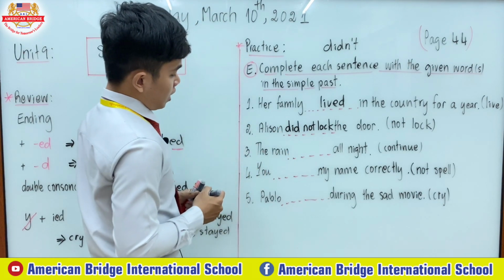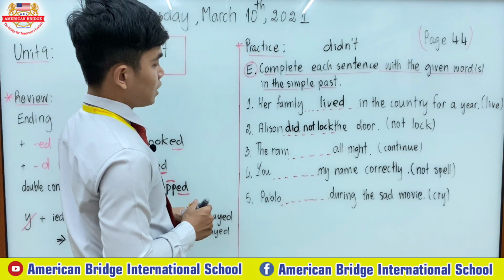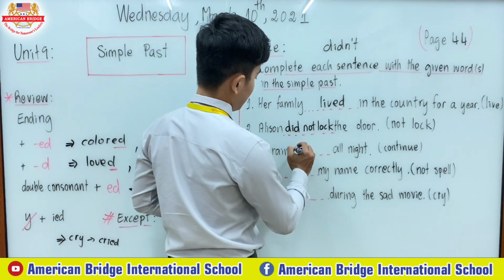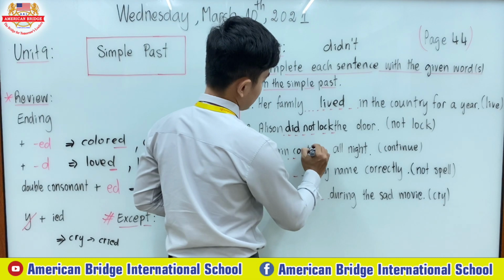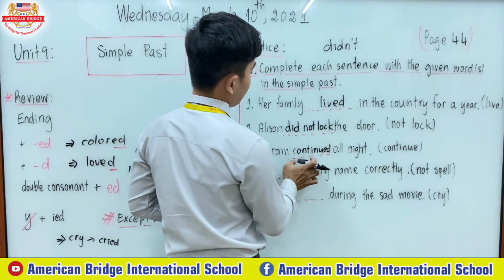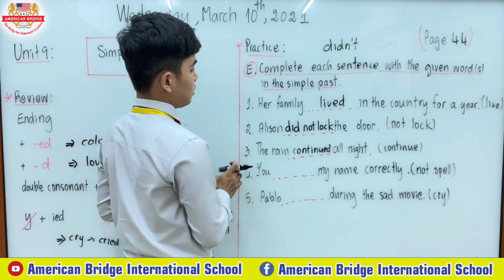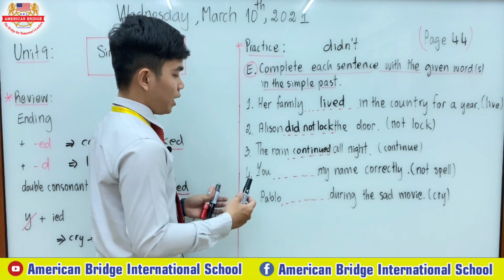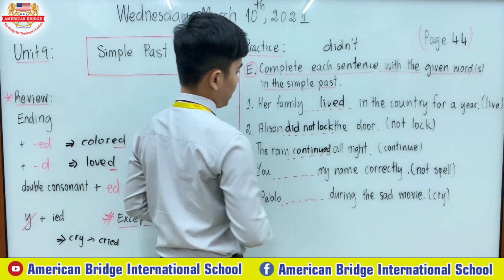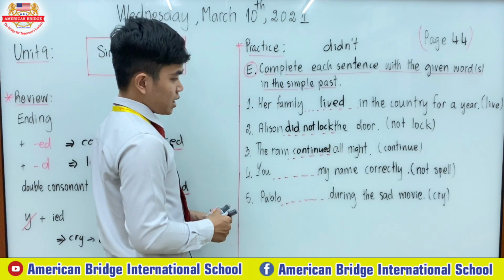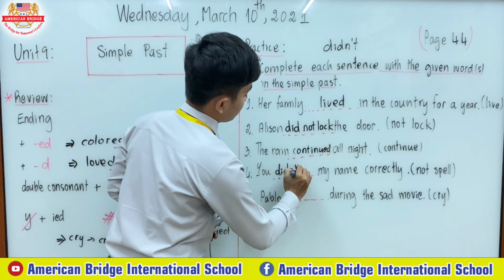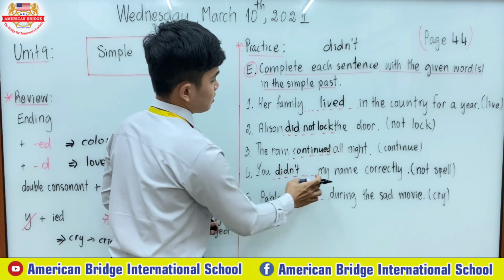Sentence number 3: the rain all night, continue. We have the word continue. For continue, you just add only d. So the rain continued all night. It means the rain did not stop. Number 4: you my name correctly, not spell. It is about the negative form, right? This time I want to use the short one, didn't. You didn't spell my name correctly.